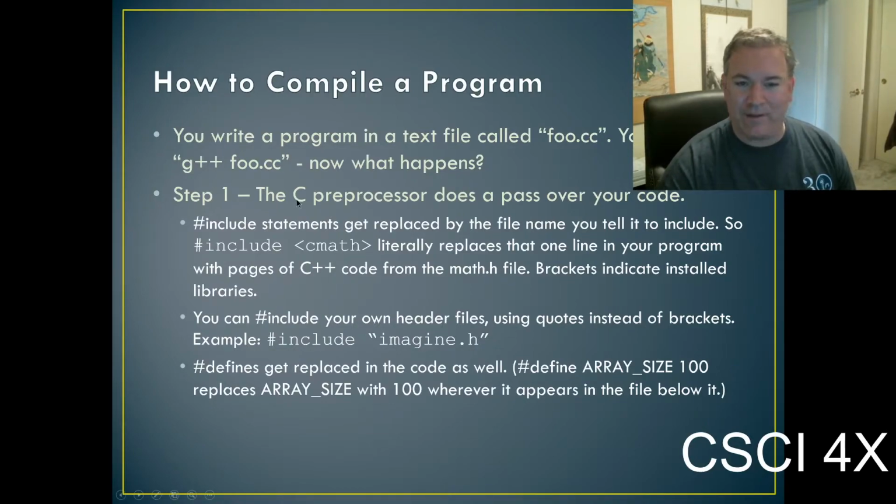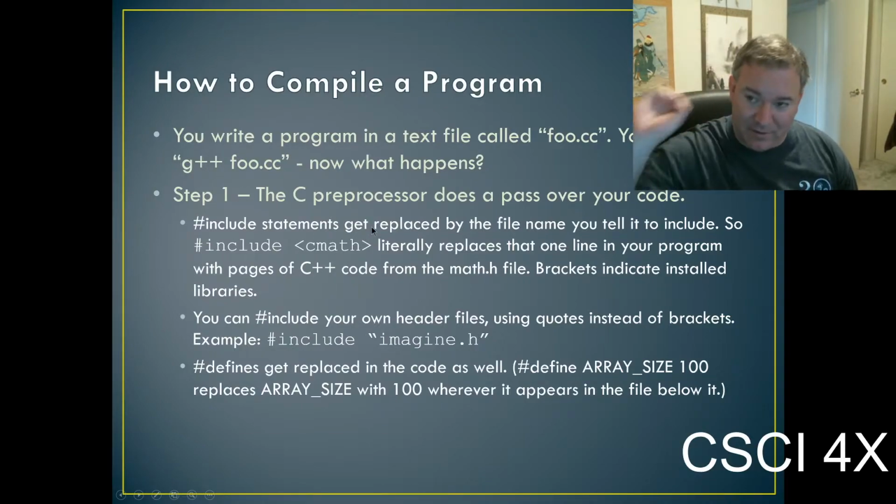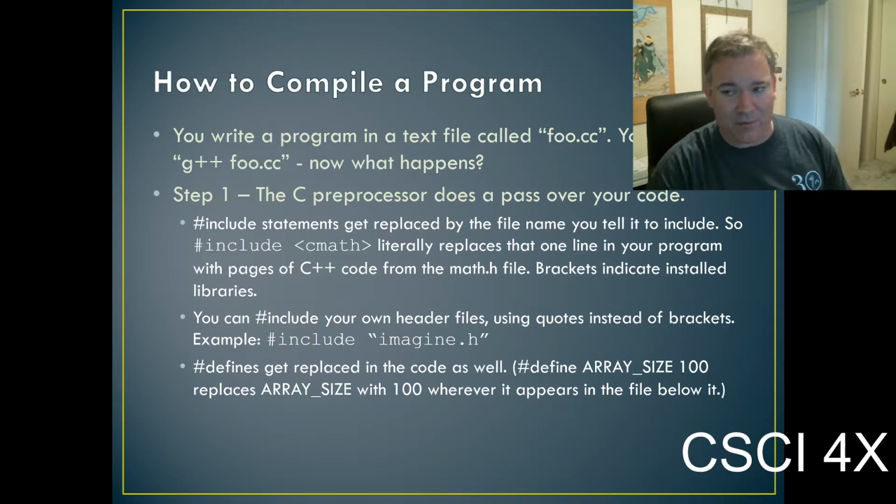Okay, so the first step that takes place is there's something called the C preprocessor. It does a pass over your code. Every hashtag include, the preprocessor copies and pastes that file into your file. So if you hashtag include imagine.h, it copies and pastes imagine.h into your file. And so if you have things that say, hey, this function exists, now main knows that function exists, and it can call that function, even if it doesn't have the source code for it.